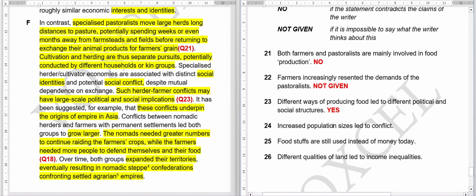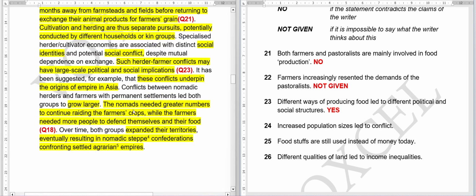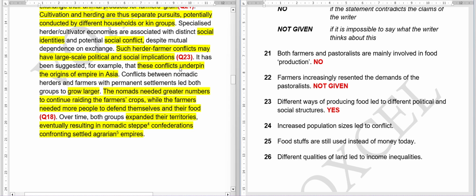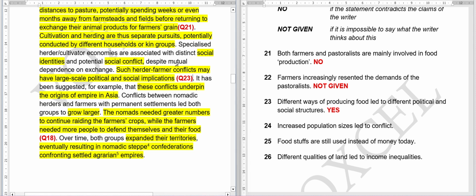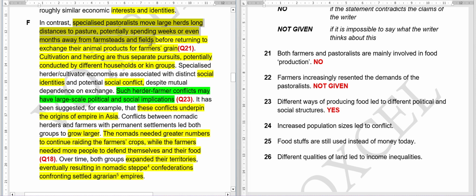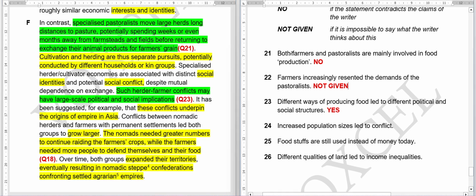Okay, let's see the 24th, if this is also given in this particular paragraph. Increased population sizes led to conflict. Is there any mention of population size grew, something like that? Yes, there is. Let's read again. It has been suggested that these conflicts between nomadic herders and farmers are both led to okay. So here it is both groups. Sorry about that, I forgot to change the color. So for the true false, let me change the color so that after that you will be able to easily find the answer.